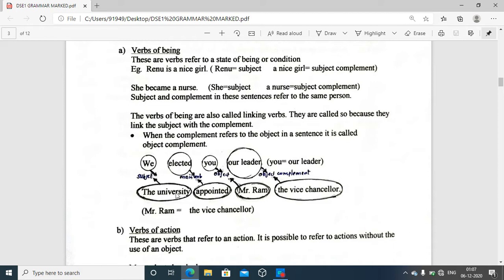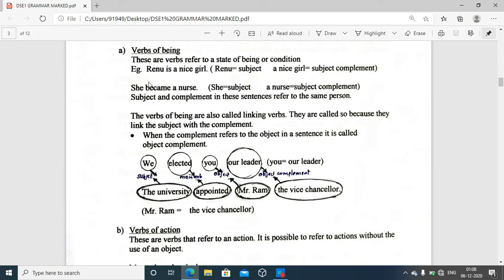Mr. Ram becomes the object of the action of appointment. So the university appointed Mr. Ram. Now you can understand from this sentence that Mr. Ram is the object of this action. So Mr. Ram, the Vice Chancellor: in that case, the Vice Chancellor refers to the object of the action in this sentence. So we can have a basic idea about what the object complement is. As subject complement is given as an example above, we have an additional content that refers to object complement.